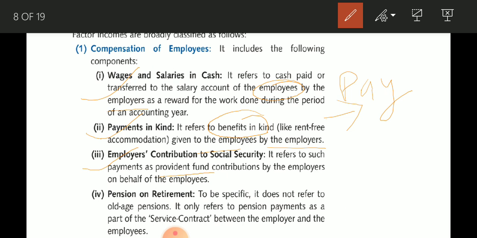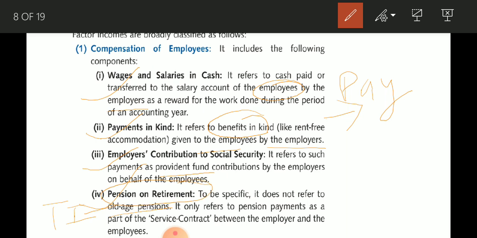Okay, now the next component is pension on retirement. It is very important that old age pension is not included in it. Why? Because old age pension is a transfer income. We are talking about pension on retirement, not old age pension.